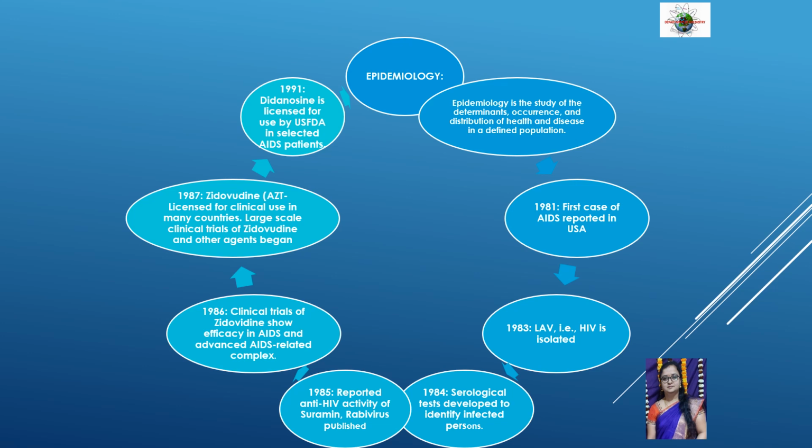In 1983, HIV is isolated. In 1984, serological tests are developed to identify infected persons. In 1985, anti-HIV activity of suramin is published. In 1986, clinical trials of zidovudine show efficacy in AIDS and advanced AIDS-related complex.